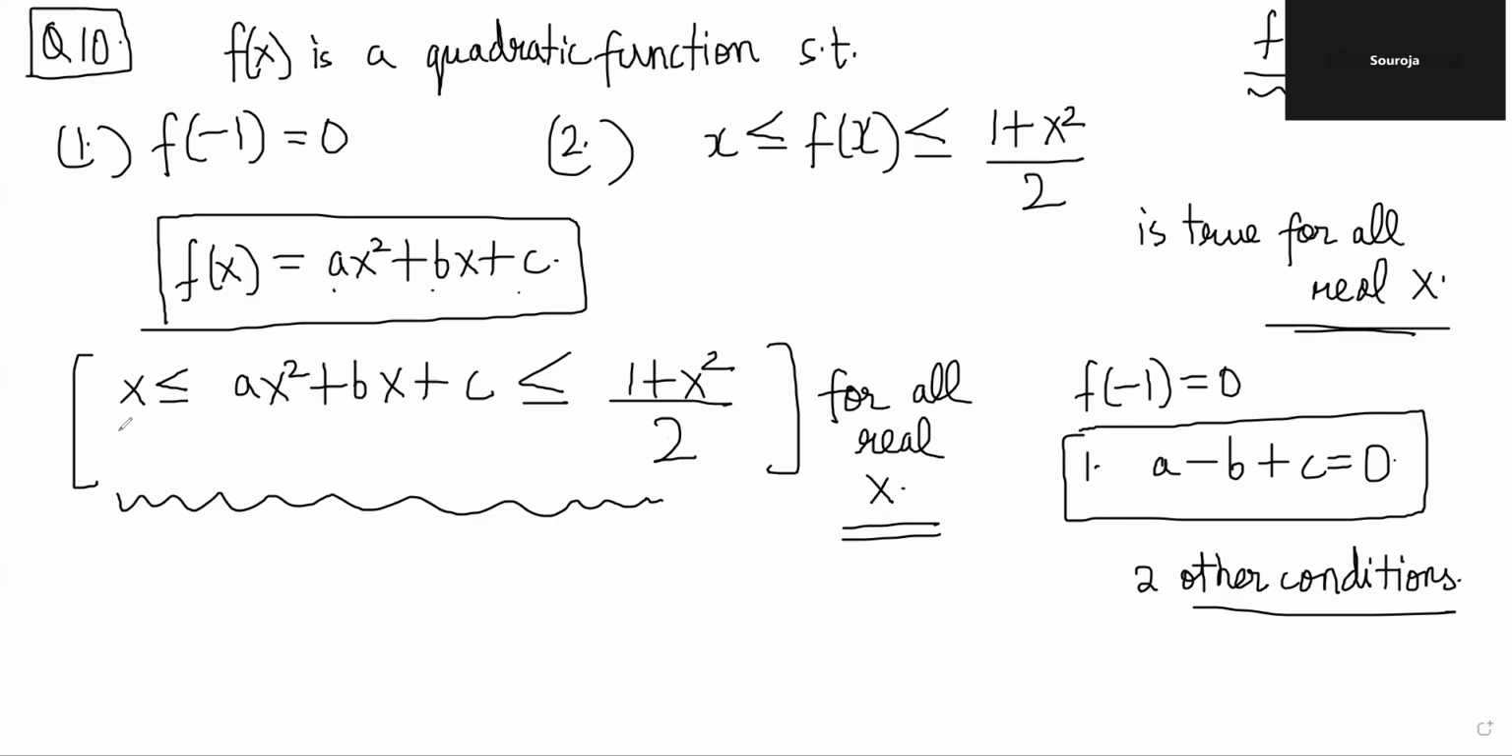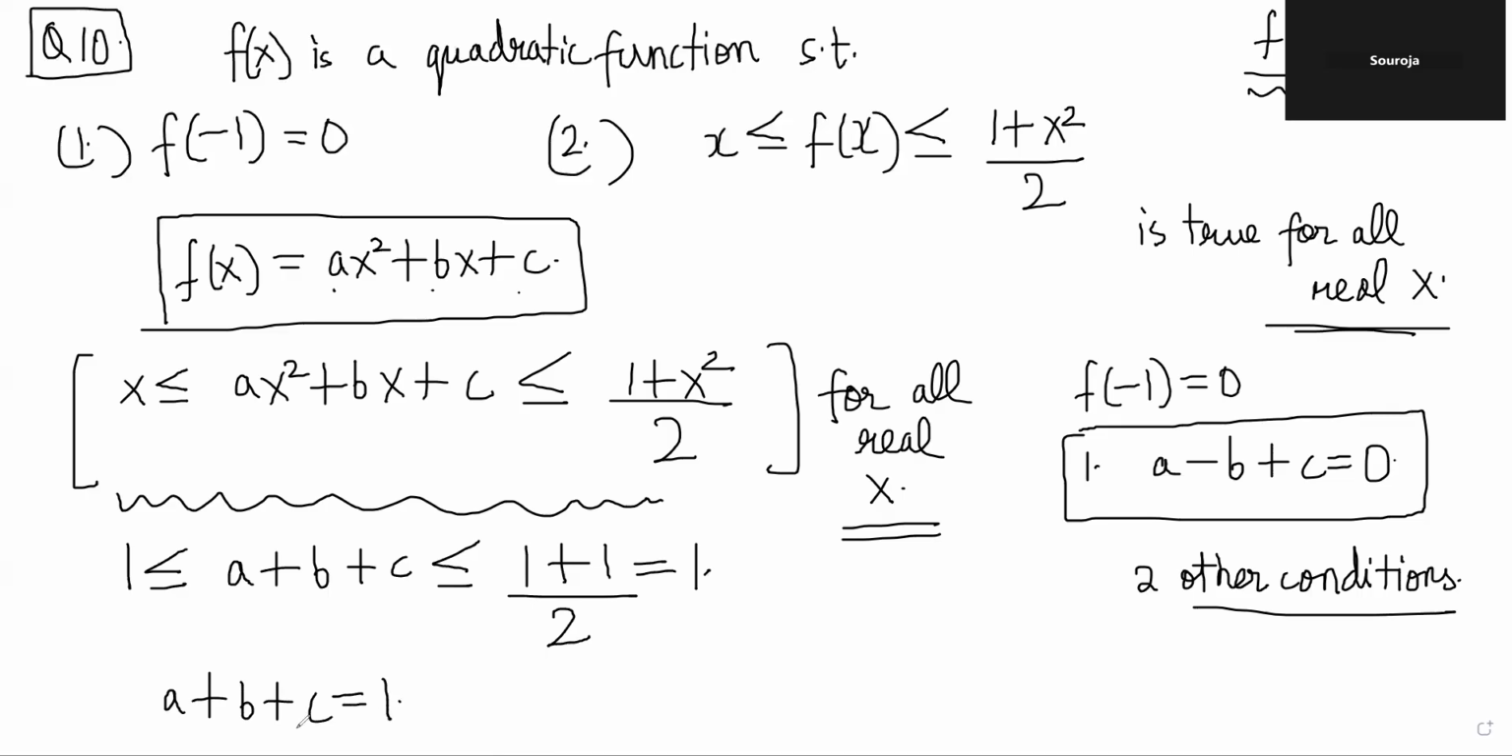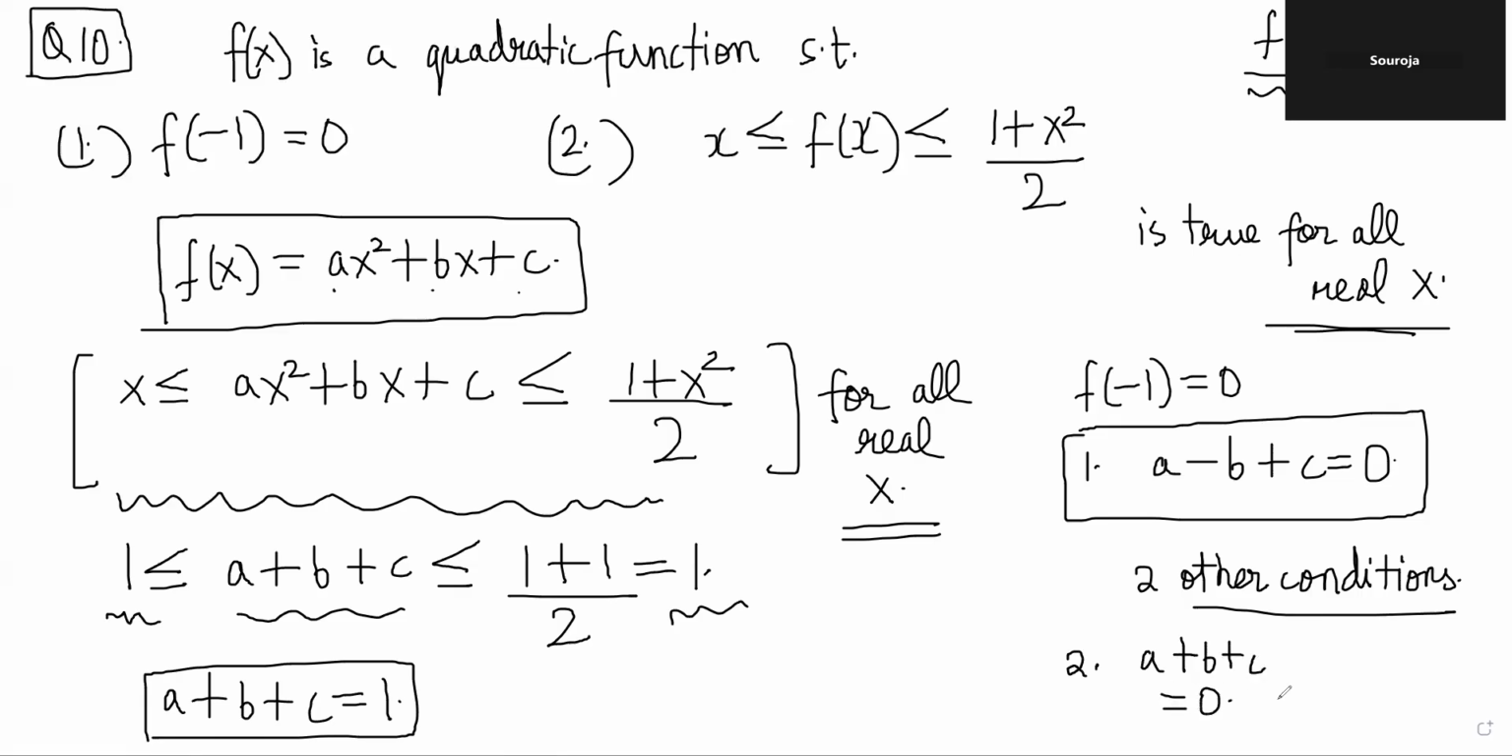So if I put x is equal to 1, I will get 1 is less than or equal to a plus b plus c, which is less than or equal to 1 plus 1 by 2, right? What is this equal to? This is same as 1, right? So that guarantees that a plus b plus c is equal to 1, no? Because you're getting 1 is less than or equal to this, less than or equal to 1. Correct? So you get a second condition that a plus b plus c is equal to 1.